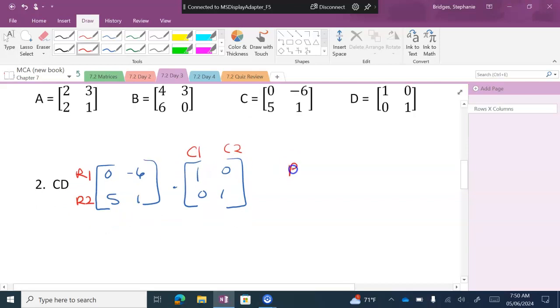So let's start with row 1, column 1. I want you to try that process. Okay. Again, you can use your fingers as first term in each. Multiply. And then you're going to go across and down. You're going to multiply again, and you're going to add those together. And that gives you the value for row 1, column 1.